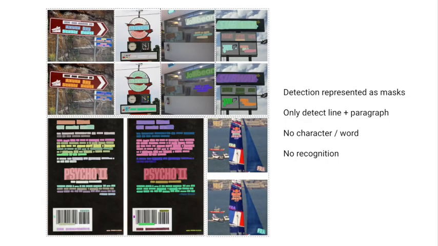This previous work, however, has the following shortcomings. First, the text line detection is represented as a mask, which is not as convenient as a polygon when it comes to curved text lines. If we detect text as a mask, we then need extra post-processing, for example, a rectification module in the text recognition model. Secondly, this model only detects text lines and paragraphs. It doesn't detect character or word levels. Finally, there's no recognition module.